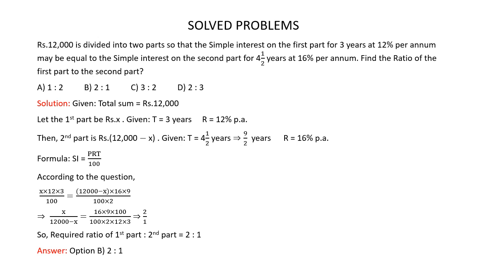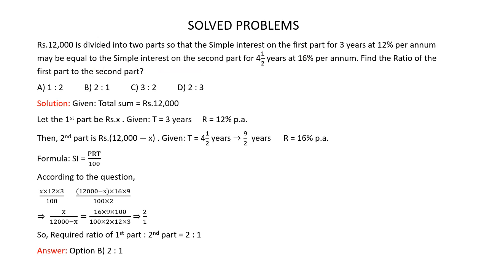Now let's assume that the first part is rupees x. Then the second part would be rupees 12,000 minus x. Now it's given that for the first part, time is 3 years and rate of interest is 12% per annum. For the second part, it's given that time is equal to 4.5 years, which is nothing but 9 by 2 years, and rate of interest is 16% per annum. It's given that the simple interest on the first part is equal to the simple interest on the second part.